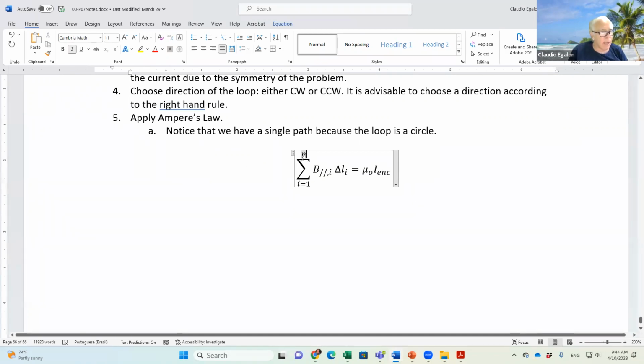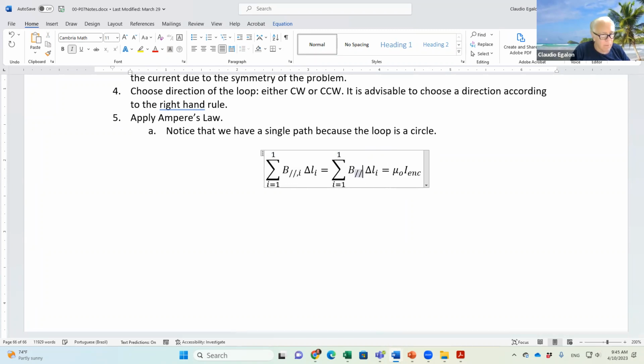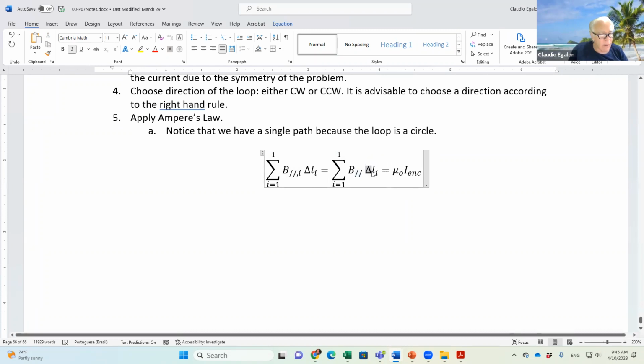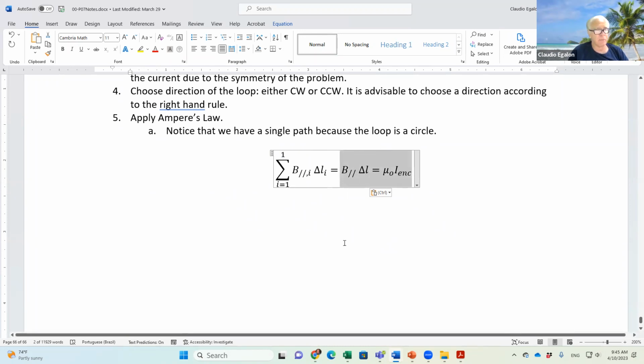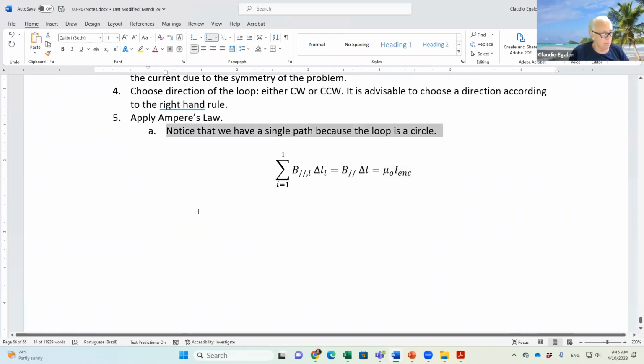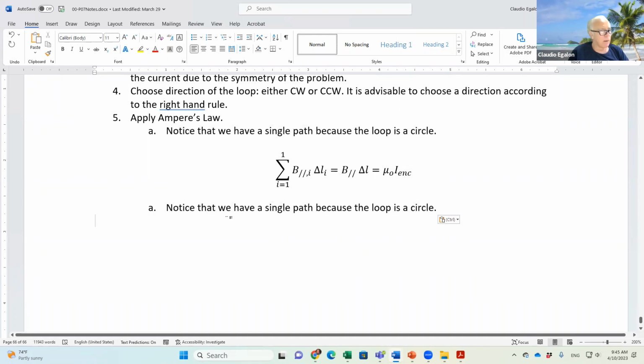N is going to be 1. In this case, N is equal to 1. And we are going to have just B times delta L. I'm not going to put a subscript 1 there because it's redundant. So it should be the magnetic field that's parallel to that path that you saw. So the question that you have to solve is this one here. And now let's analyze the problem. Okay, B.